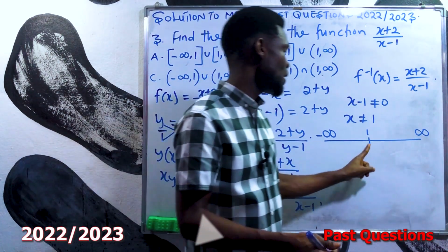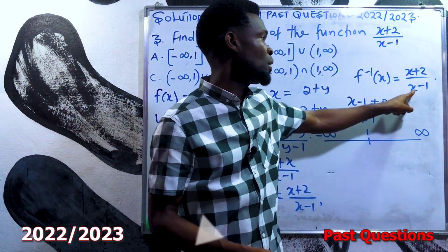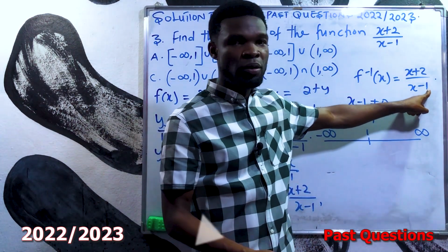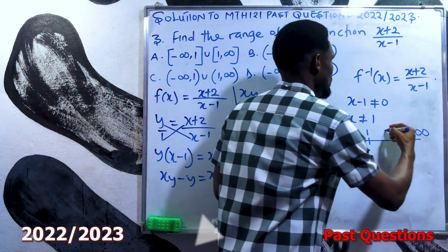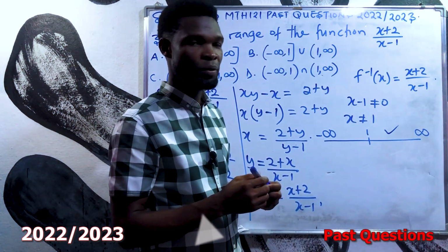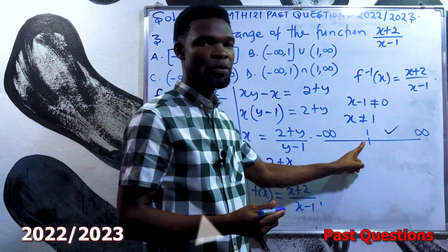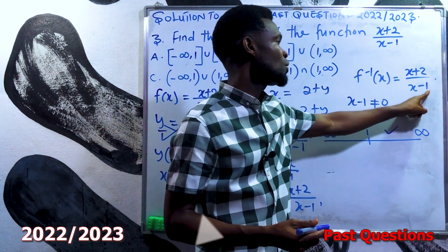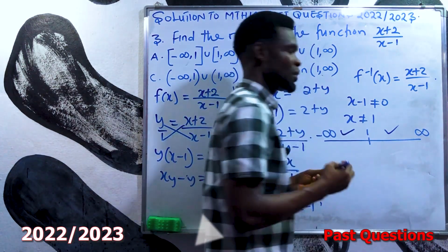Then we pick values and check for which region will satisfy this function. Let's pick a value. After 1, you have 2. So if I pick 2 here, I put it here. 2 minus 1 is 1. That means the function is defined. That means this region will satisfy the function. Let's pick a number at the front of 1. Let's pick 0. If you put 0, 0 minus 1 is minus 1, and it is defined. So this region is defined.